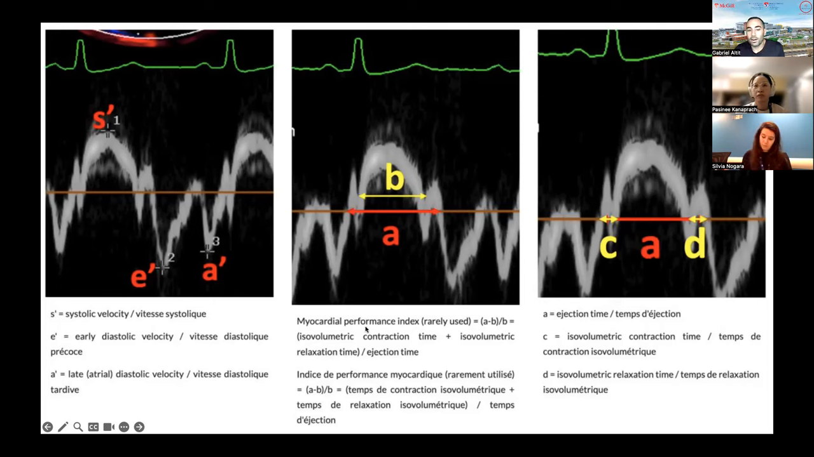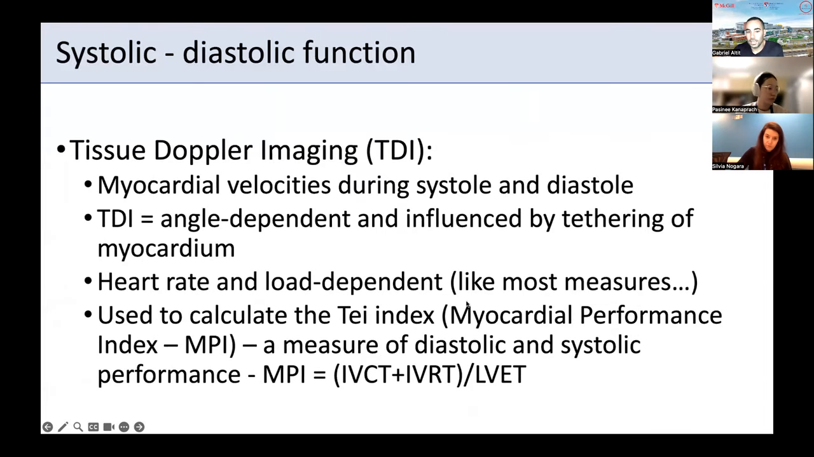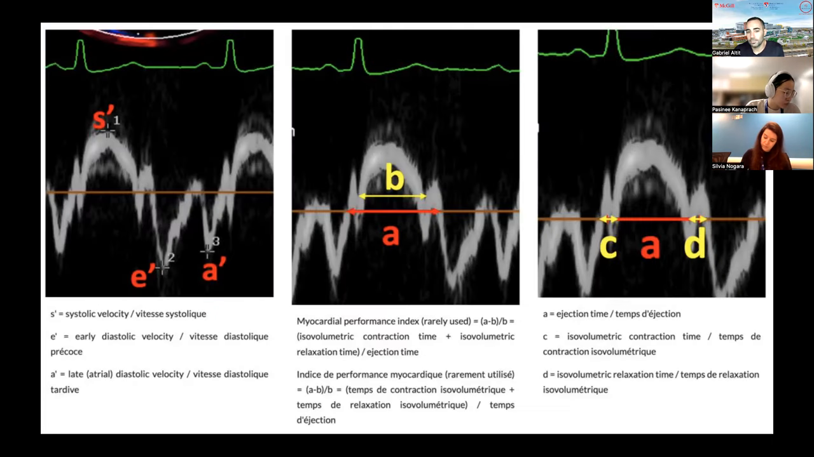Now, the myocardial performance index is basically the isovolumetric contraction time plus the isovolumetric relaxation time, all divided by the LV ejection time. So you can see that it includes systolic markers and a relaxation marker. These timings will change depending on whether you get systolic or diastolic dysfunction. So this marker is actually a global marker of combined systolic and diastolic function.